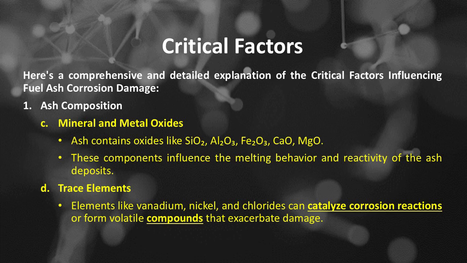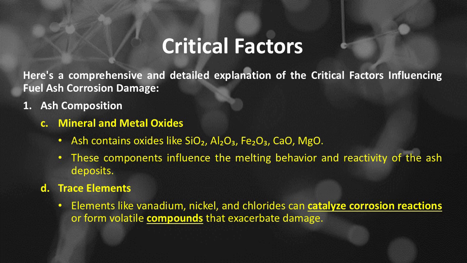Number C: mineral and metal oxides. Ash contains oxides like SiO2, Al2O3, Fe2O3, CaO, MgO. These components influence the melting behavior and reactivity of the ash deposits. Number D: trace elements. Elements like vanadium, nickel, and chlorides can catalyze corrosion reactions or form volatile compounds that exacerbate damage.